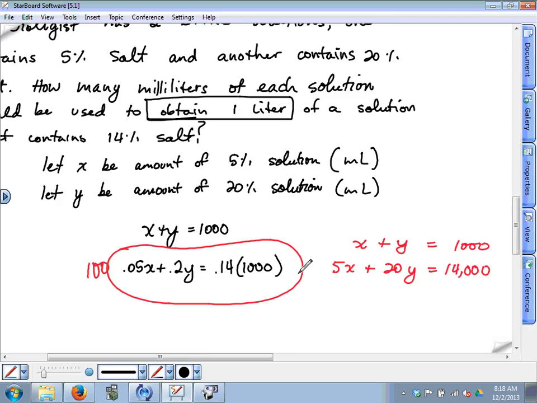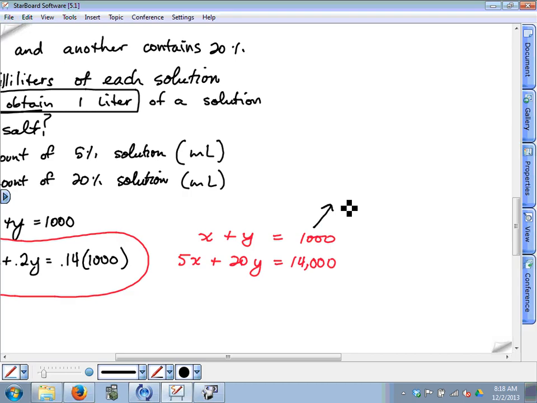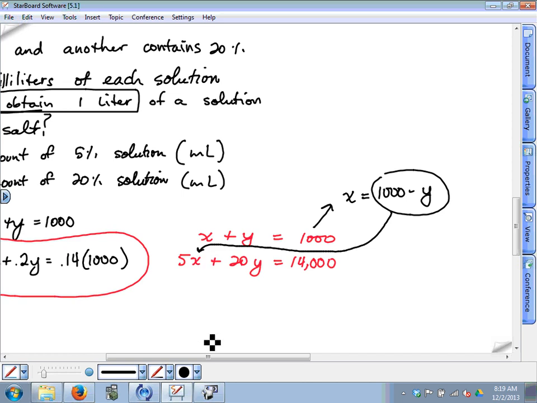We need to solve the top equation for one of its variables. Doesn't matter which one. Okay, so you're going to subtract y. So this top equation becomes x equals 1,000 minus y. You can take this 1,000 minus y and substitute it into the x of the other equation right here. So that becomes 5 times (1,000 minus y) plus 20y equals 14,000.